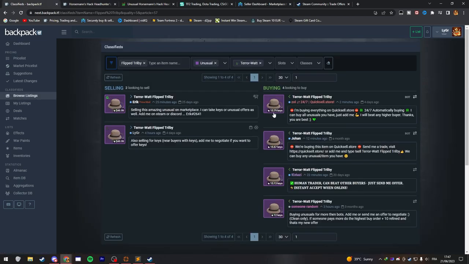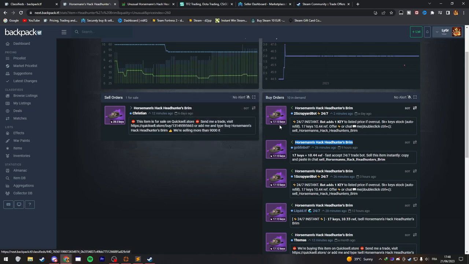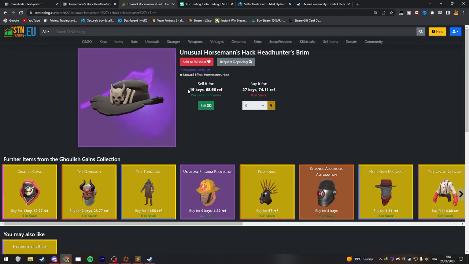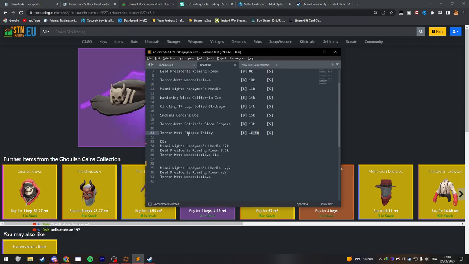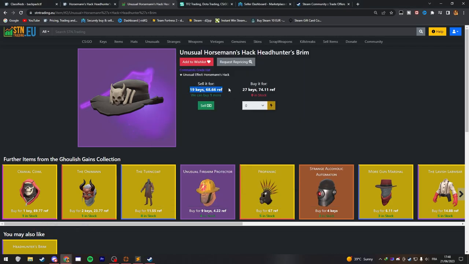So I'm doing 15 keys plus 3 keys, right? That's 18.7 keys. You might be wondering, why am I overpaying by a key above buy orders? The reason is, if we were to look into STN, STN is paying almost 20 keys for his unusual. So I initially bought my hat for 16.5 keys, right? Plus 3 keys, that's 19.5. I'm gonna steal profit if I sell directly to STN. That's the reason I'm doing this trade. But I'm gonna look into trading servers and try to get more keys.